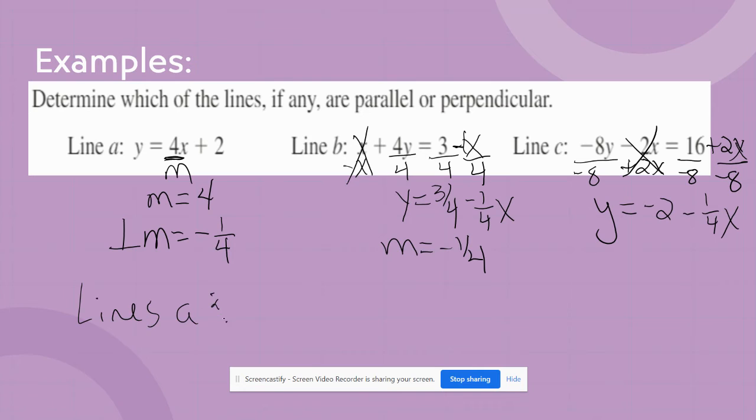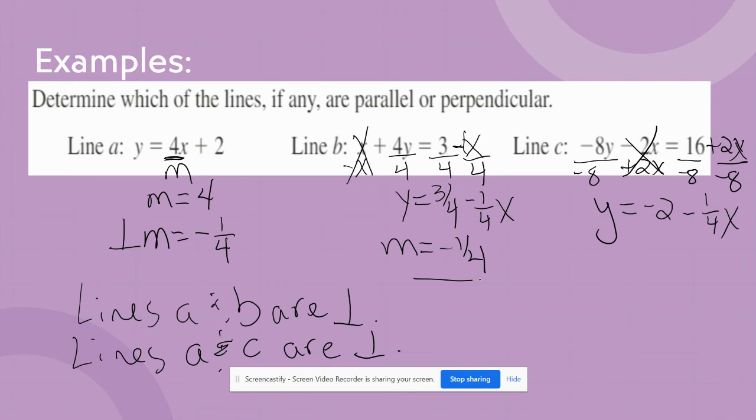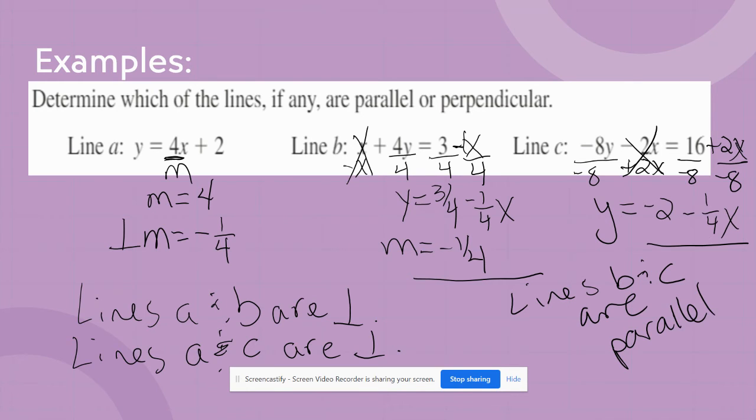So lines A and B are perpendicular. Lines A and C are also perpendicular. Lines B and C, however, have the exact same slope. So lines B and C are parallel. I know I didn't ask you that, but just some extra practice there.